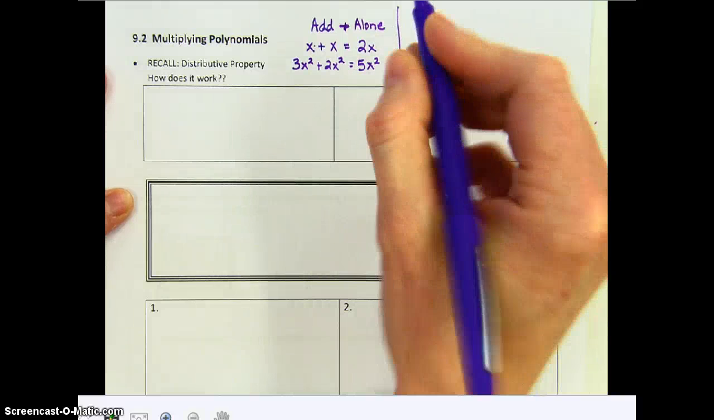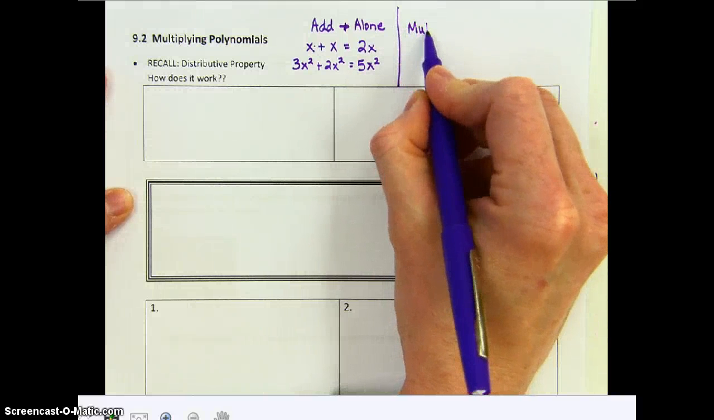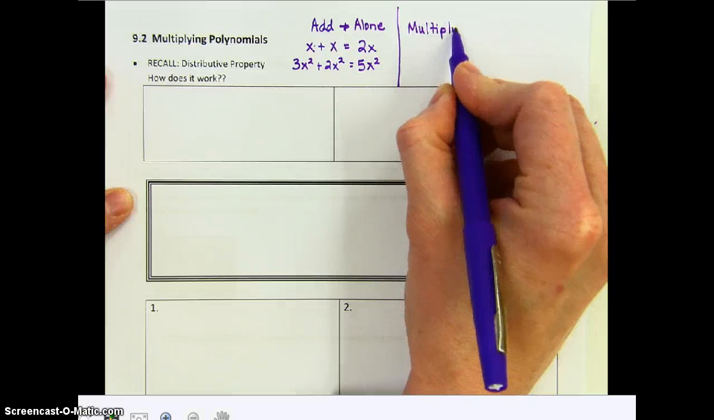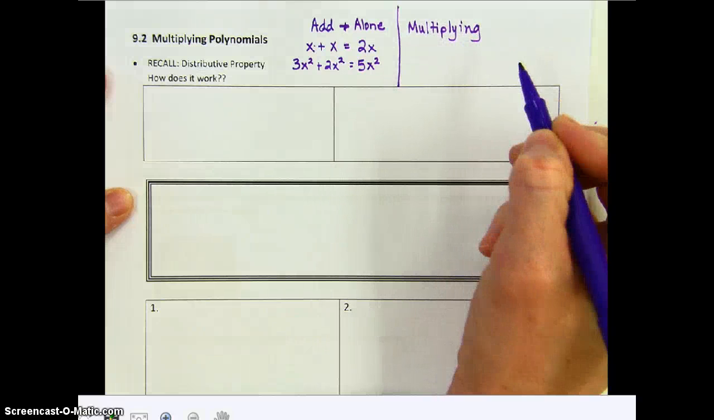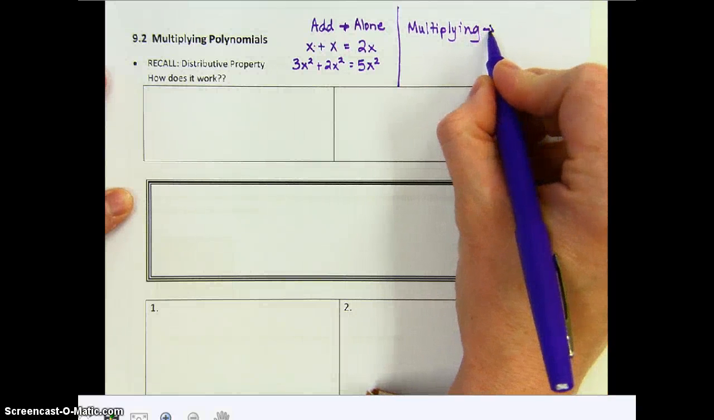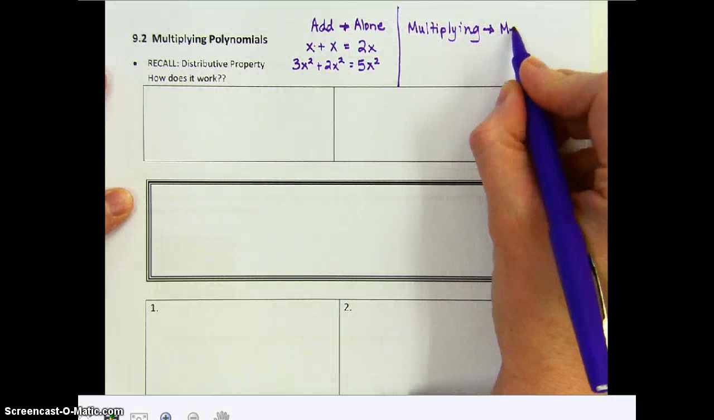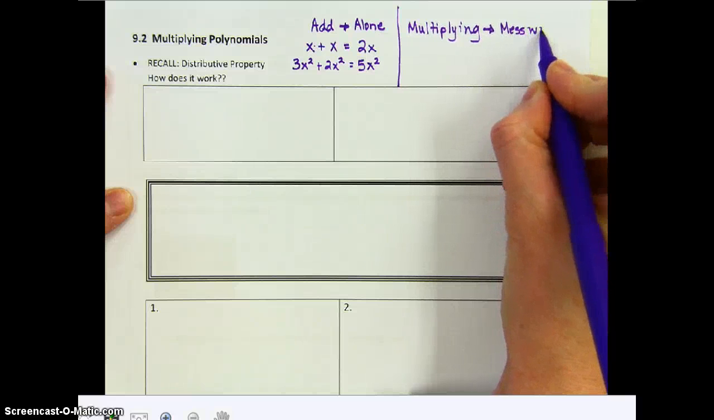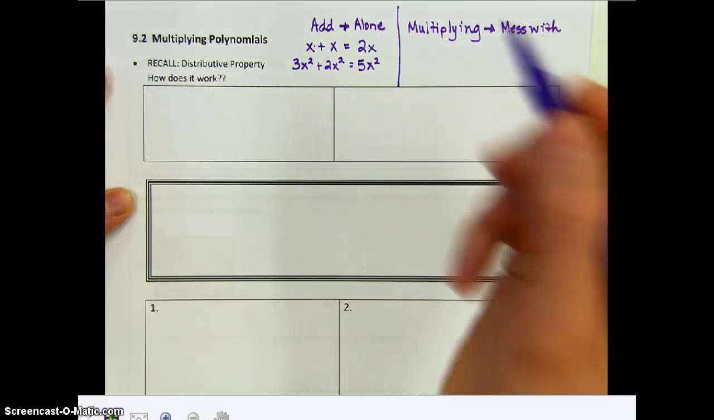Now, today, we're going to be looking at multiplying. In the last chapter, we looked at multiplying and dividing exponents. Well, I like to say with multiplying, you mess with the exponents. So let's look at a few examples before we get started.